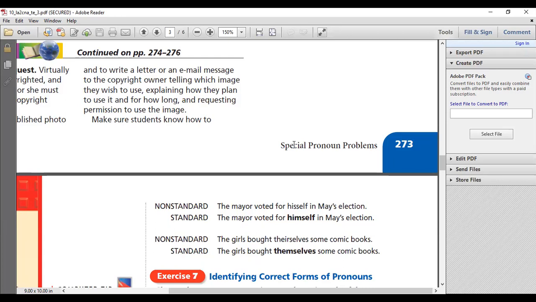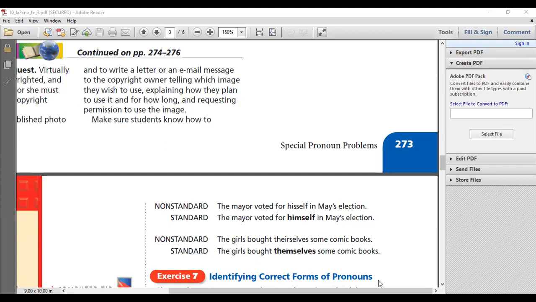Again, standard English versus non-standard English. This is the whole point of this lesson, this topic specifically. We need to focus on using the correct pronoun and avoid using the following. These are incorrect. There's no such thing as his self or their selves. Always use either himself or themselves. These are the only two pronouns that we're going to focus on.